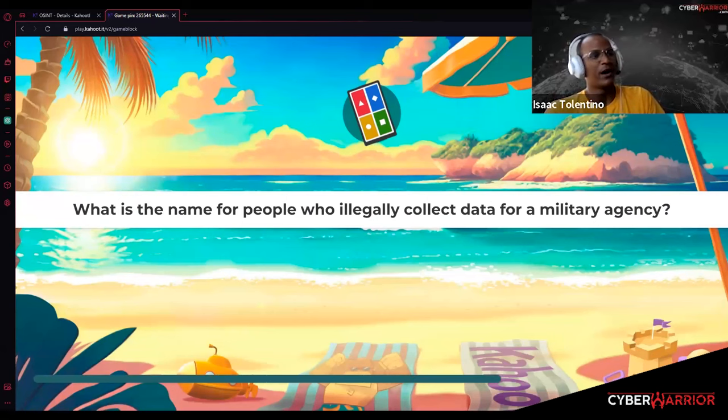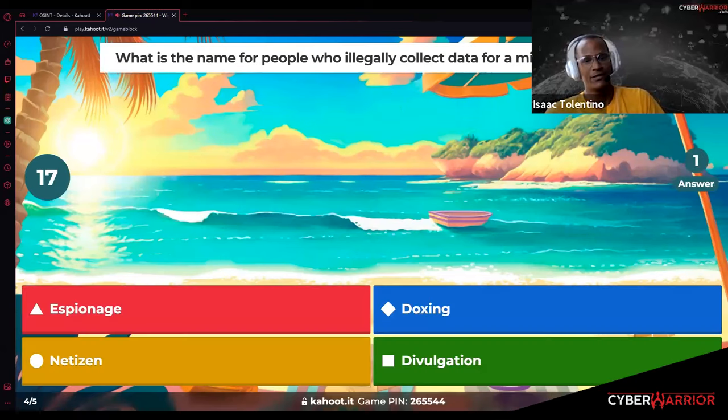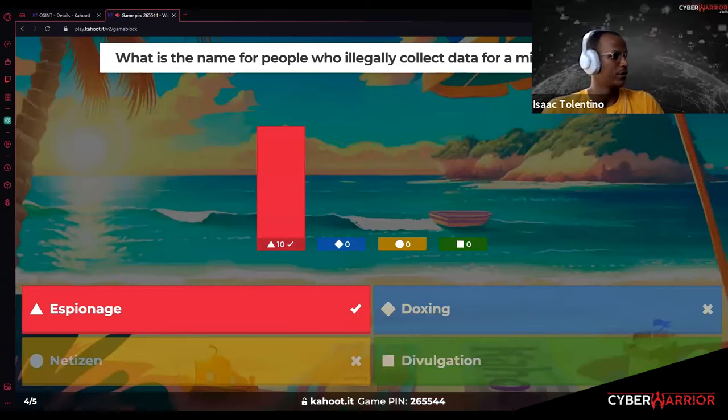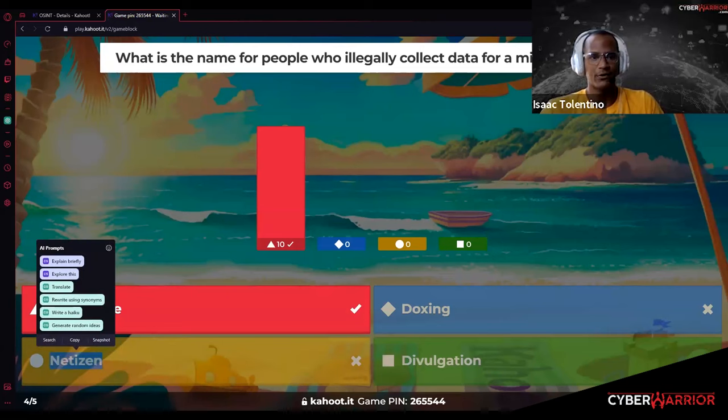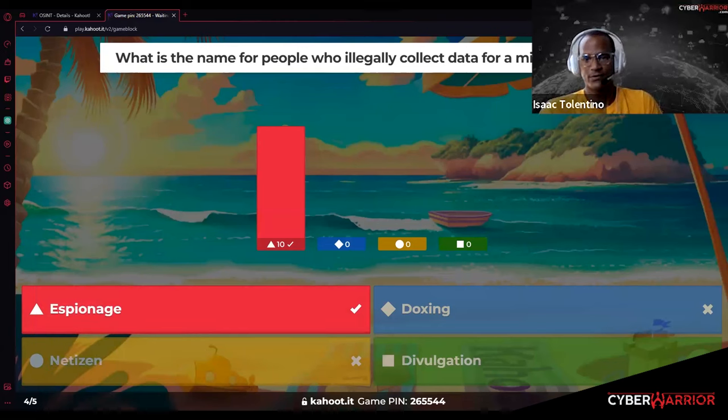What is the name for people who illegally collect data for a military agency? There you go. Nice job there, espionage. But a quick bonus, does anybody on the chat, or who can open the mic, say what this acronym stands for or what it is? Because it's used a lot here in the field. Yeah, you guys are almost there. It's just citizen of the net. Just wanted to throw that out there.